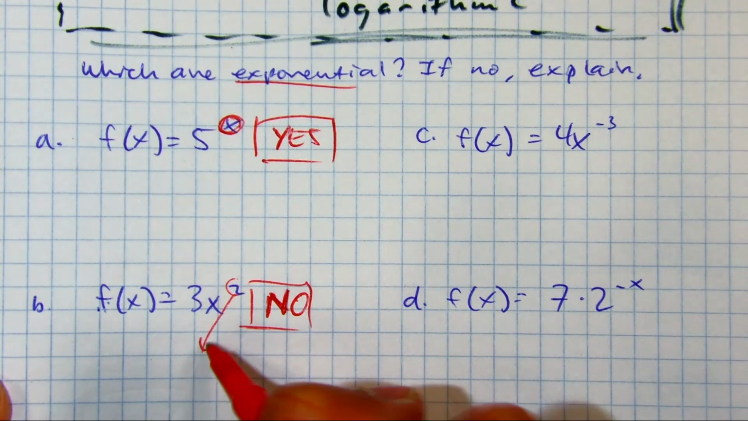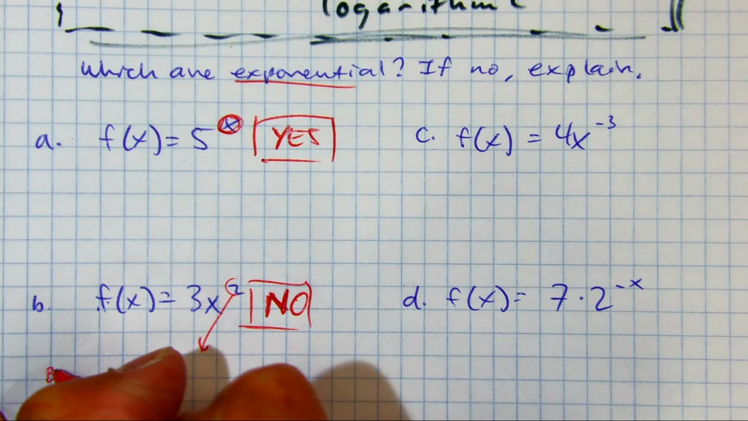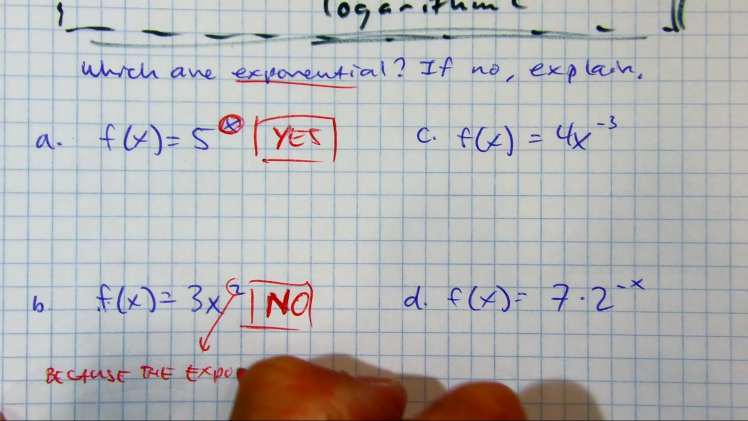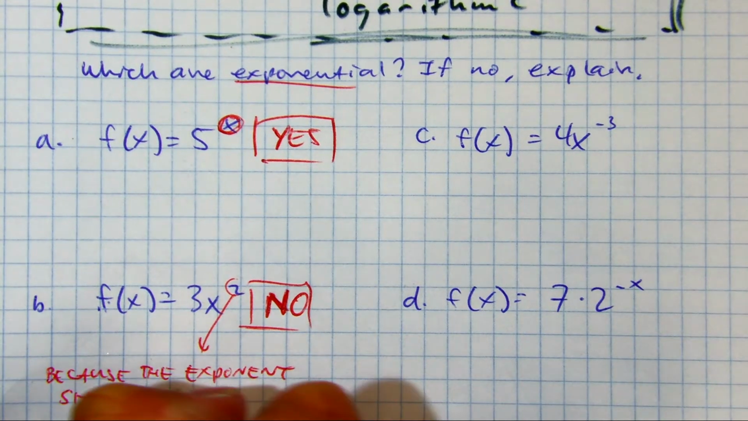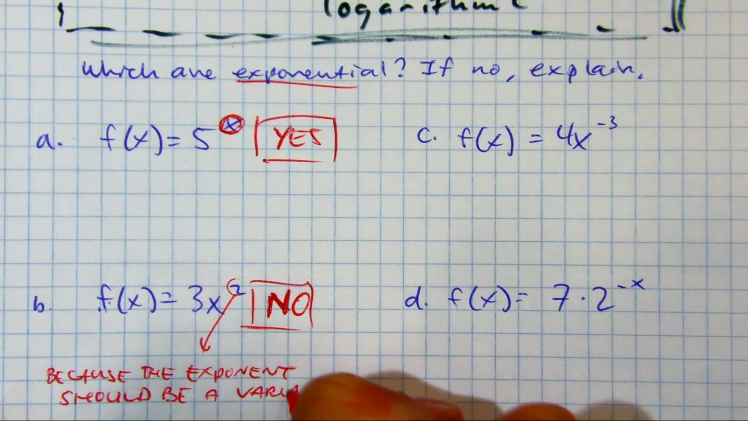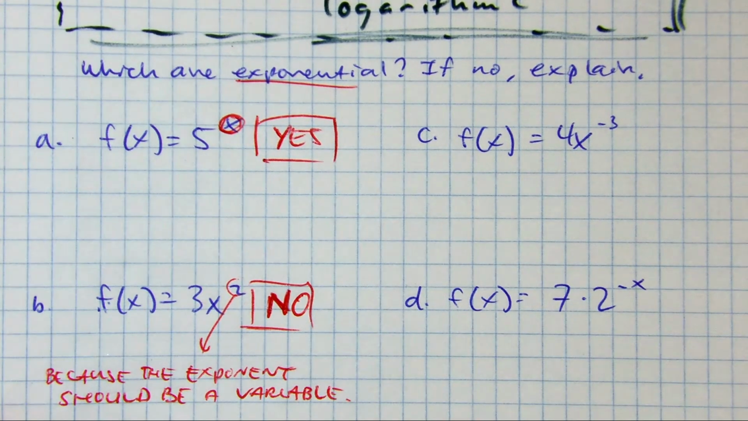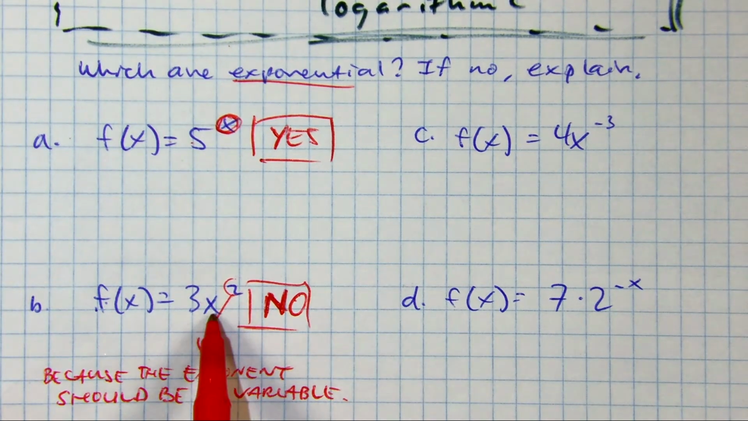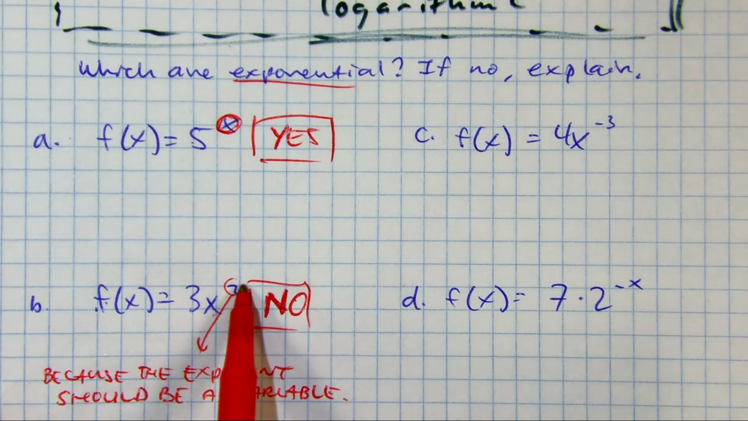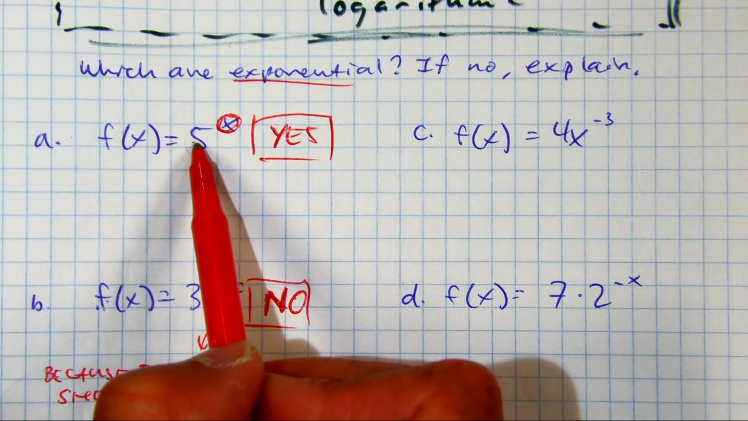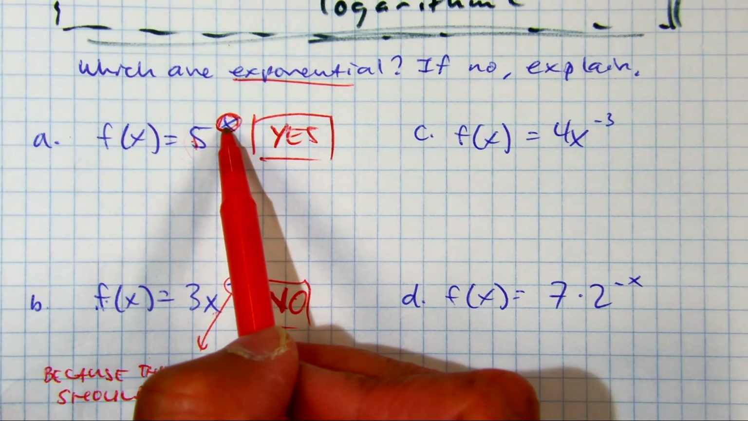Now, we can also say no, because the exponent should be what? Be a variable. Does that make sense? It's the other way around now. So before, we used to have a base that was a variable, and then a number that was the exponent, or the degree. But now in exponential functions, the base is a number, and the exponent is a variable.